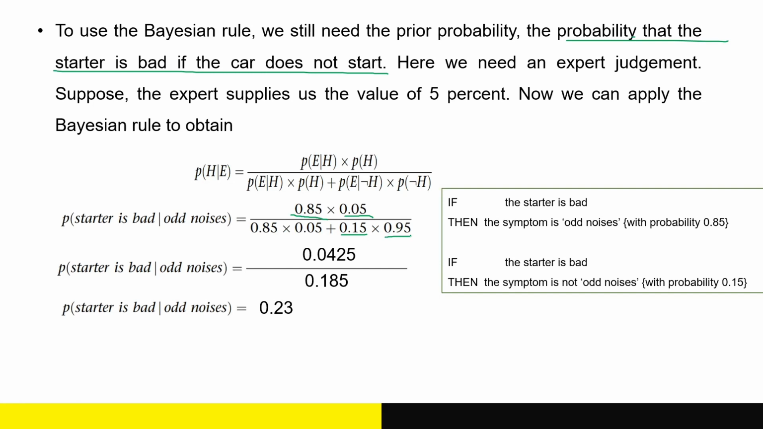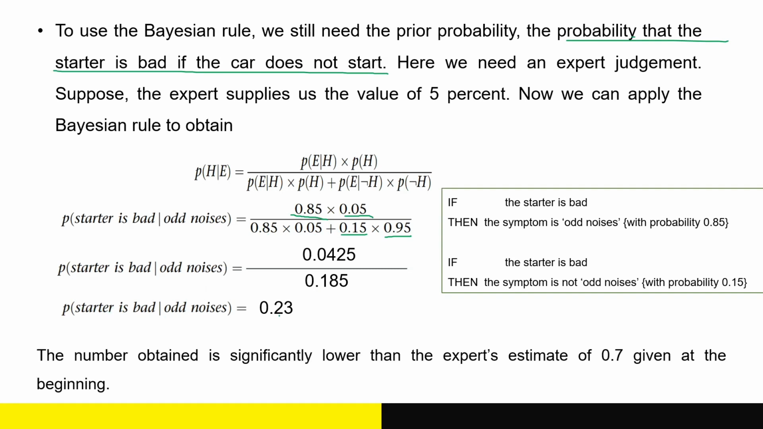this 0.15, the starter is bad, then the symptom is not add noises. And this 0.95 over here comes from the probability that you will not observe add noises if the starter is bad. So 0.85 multiplied by 0.05, the product is 0.0425. And then 0.15 multiplied by 0.95, when you add their products, their sum is 0.185. Therefore, the probability that the starter is bad given add noises is 0.23. Therefore, the number obtained is significantly lower than the expert estimate of 0.7 given at the beginning.